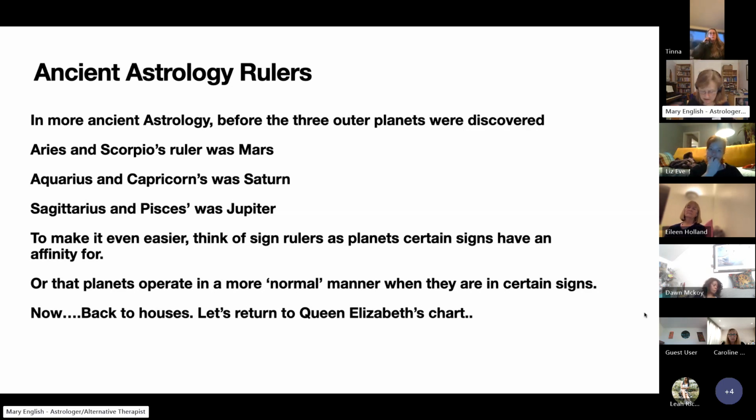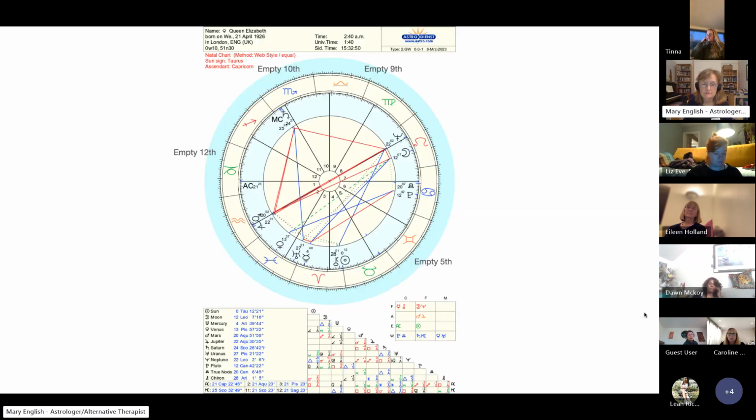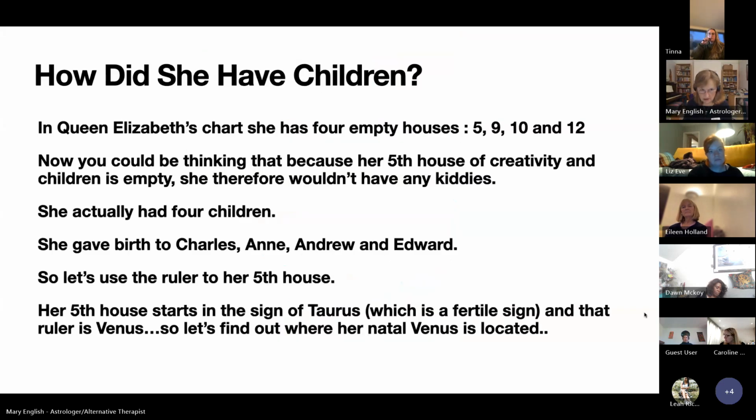So back to houses. Let's return to Queen Elizabeth's chart. She's got an empty 10th, an empty 9th, an empty 5th, and an empty 12th. How did she have children? In Queen Elizabeth's chart, she has 4 empty houses: 5, 9, 10, and 12.